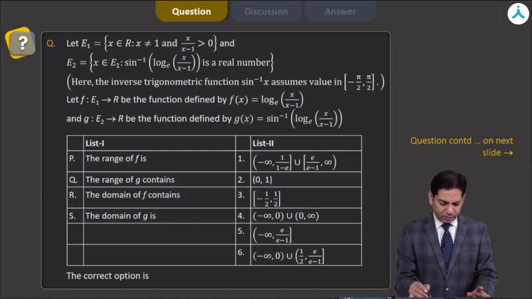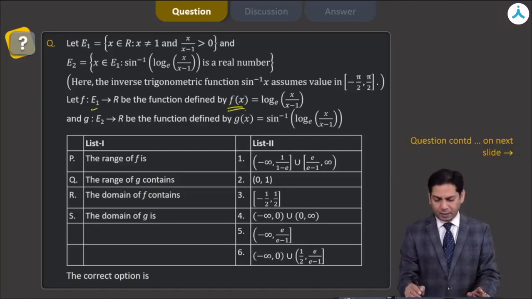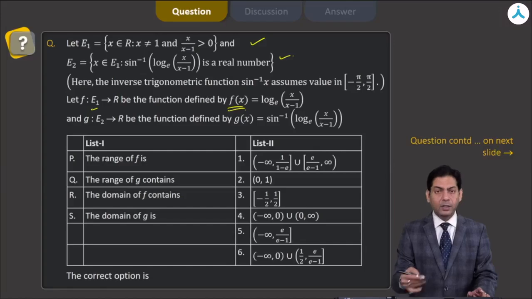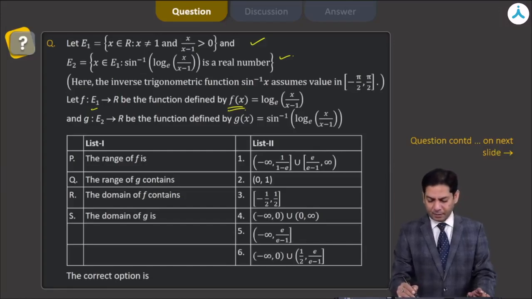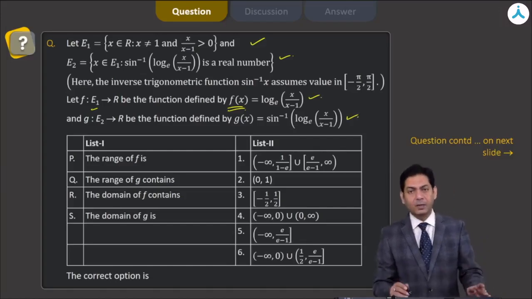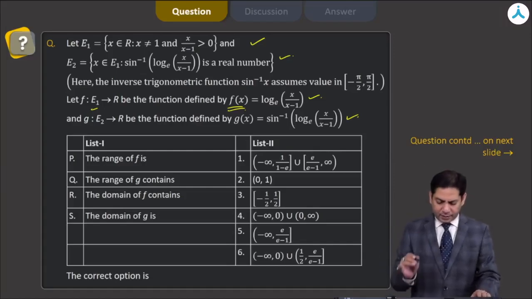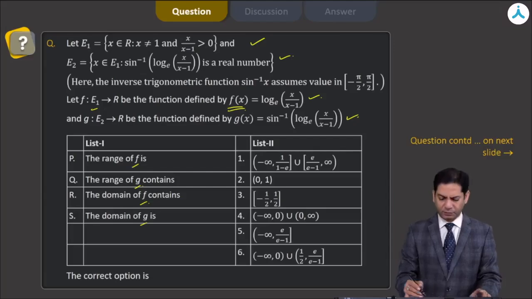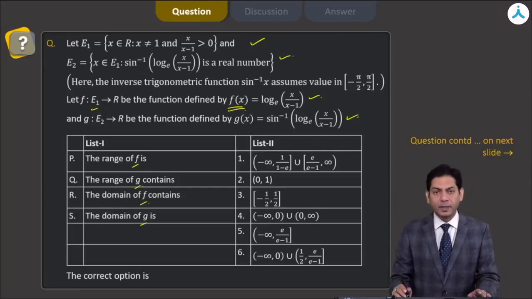If you pay attention to this function f of x, which is defined from E1 to R, that is log of x upon x minus 1, and g on E2 is sine inverse of log of x upon x minus 1, then you will realize that these are mentioned only to ensure that these functions are defined, that is, they can be calculated mathematically. Now let's see what is there in the entries: range of f, range of g, domain of f, domain of g. So two functions are given to us. We have to find their domain and range.